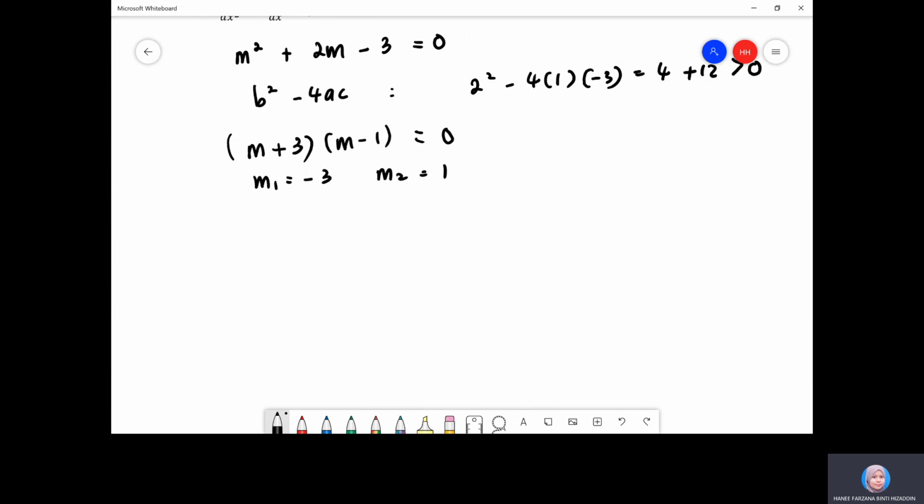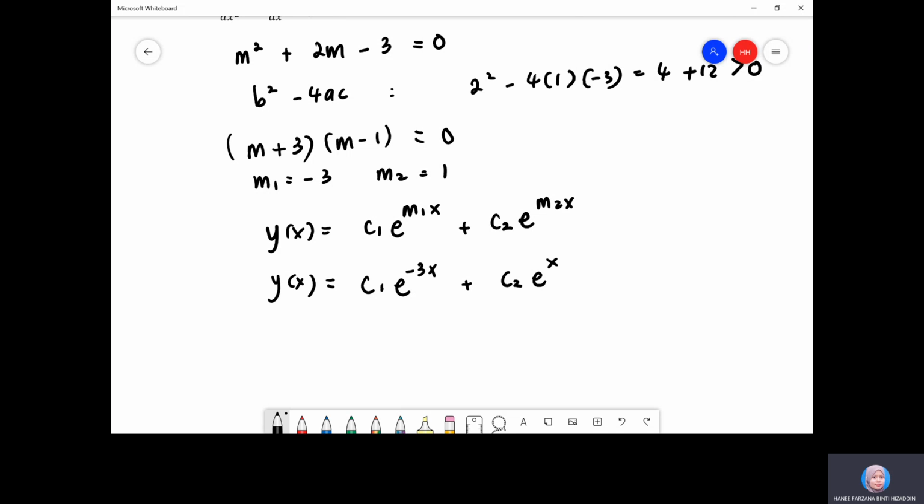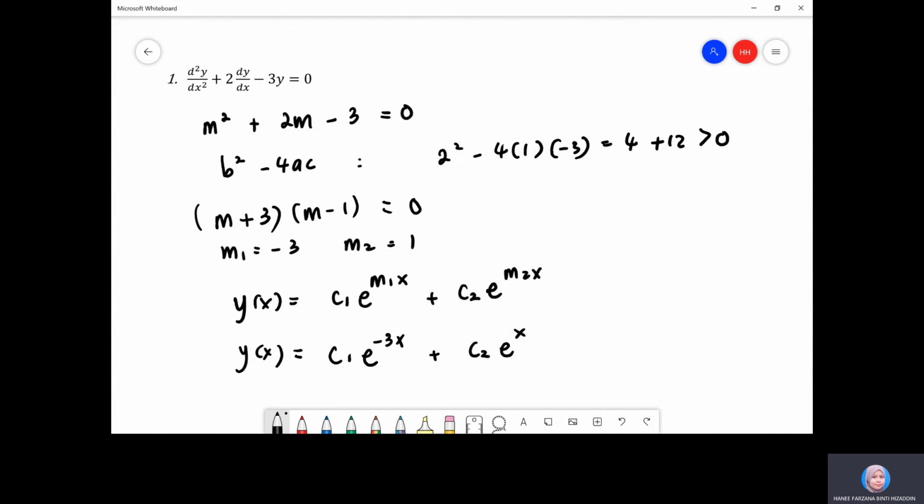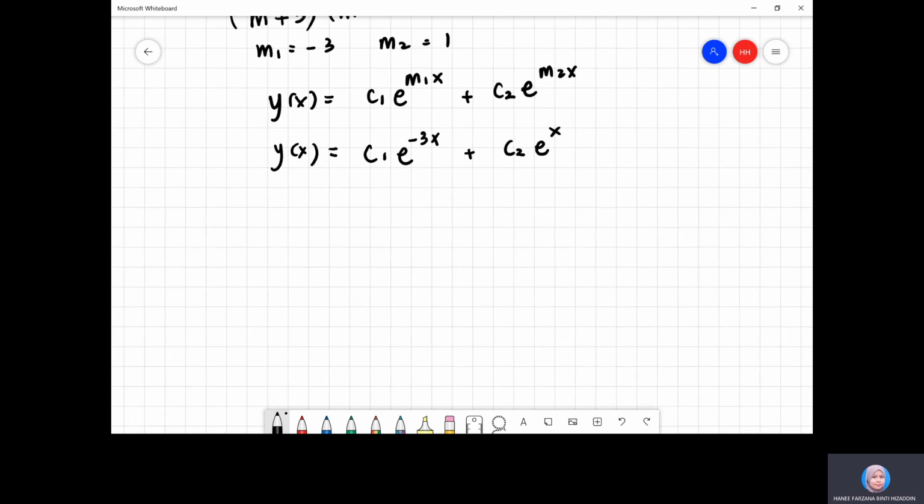So the proposed complete solution is y of x equals c1 e to the power of m1 x plus c2 e to the power of m2 x. In general, you would write this first, and then you just put in the values of m1 and m2. So this is your solution for the homogeneous second order linear ODE in this example. Next example.